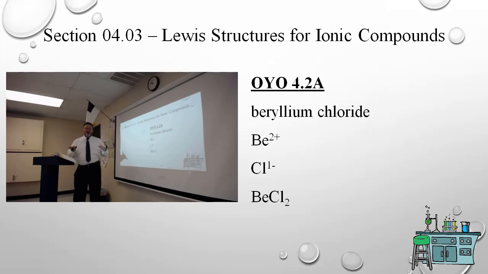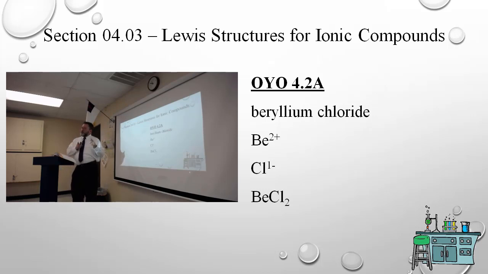Now that's our initial. We have to stop if it's ionic and look at it again and go, is that the lowest ratio? I mean, is it the lowest numbers? Is there a greatest common factor that goes into both of them? And with 1 and 2, we're good. There's nothing that these can go into. If it was 2 and 4, it would become 1 and 2, but it's not.